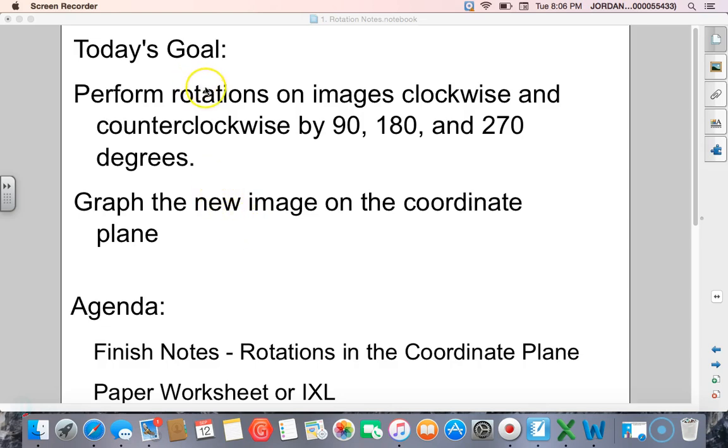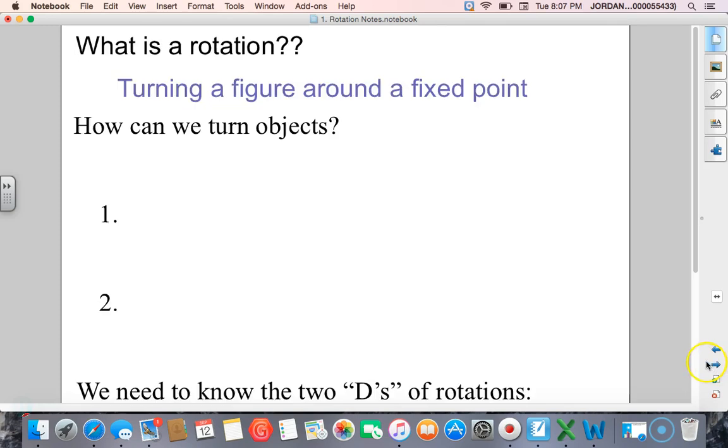Today's goal is to perform rotations on images clockwise and counterclockwise, 90, 180, and 270 degrees, and also be able to graph the new image on the coordinate plane. We're going to finish these notes up today on rotations and then either do a paper worksheet or iExcel. I'll let you choose, and one of them will be for a grade either way.